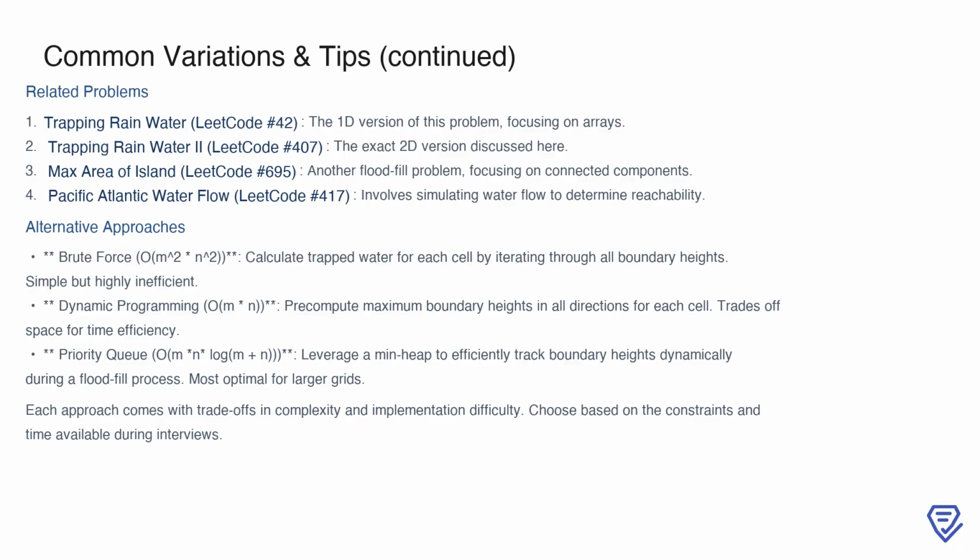However, the most optimal approach is using a priority queue, which dynamically tracks boundary heights during a flood fill process. This method achieves O(m*n*log(m+n)) complexity and is the best choice for solving this problem efficiently in most cases. Each approach has its trade-offs in complexity and implementation difficulty, so understanding the constraints and time available will help you decide the best method during interviews.